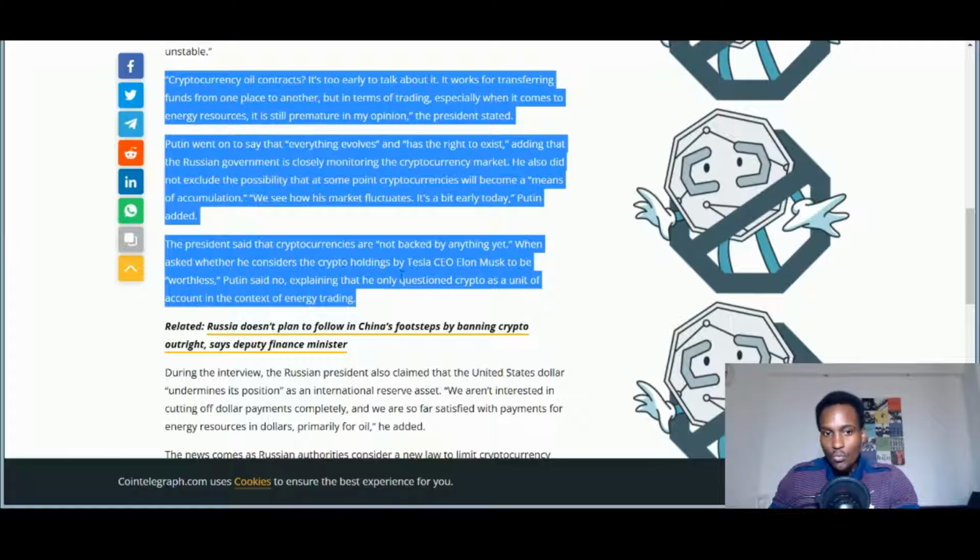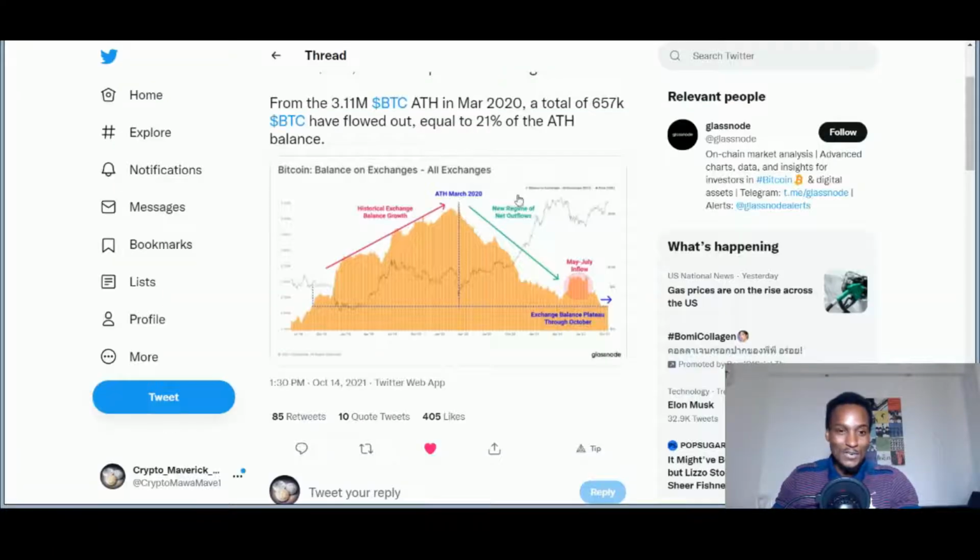So when asked whether he considers the crypto holdings by Tesla CEO Elon Musk to be worthless, Putin said no, explaining that he only questioned crypto as a unit of account in the context of energy trading. Yeah, that's my man. No, I think Putin is overly invested in Bitcoin. So he's being conservative with his statements.